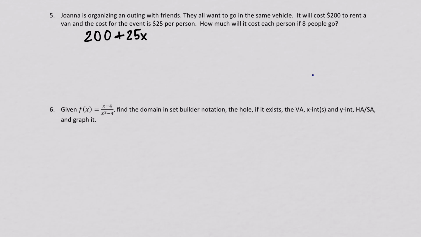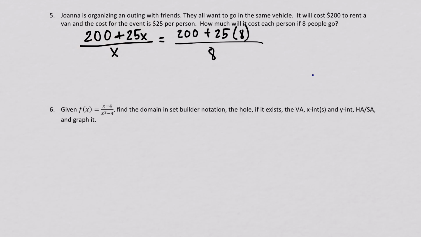So the average cost will be the total cost, which is 200 plus 25x, divided by the number of people, which is x. So if x represents the number of people, $200 plus 25 per person is the total cost, divided by the number of people, x. This will give me the average cost per person. And now what we're going to do is plug in 8 to see what we get. At that point, it's just a calculator.